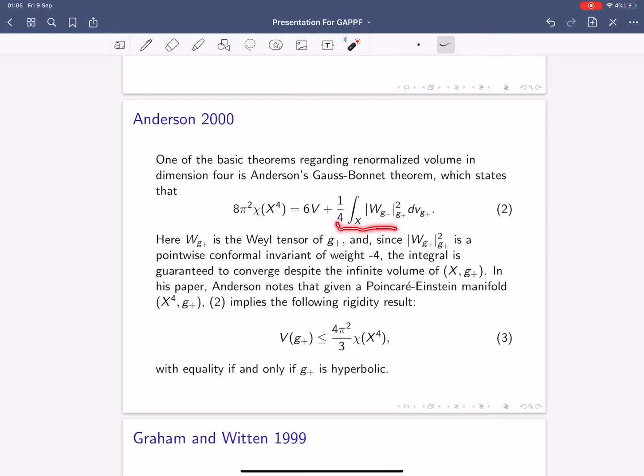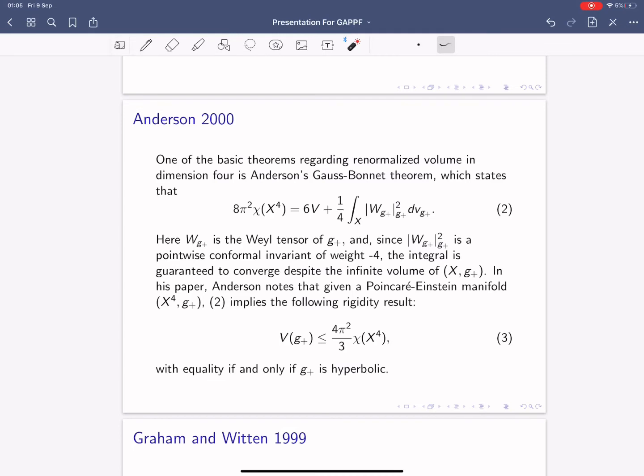So this integral is what's known as a conformal integral invariant. This only depends on the conformal class of G plus. And then this is just a topological term. So these are both finite. So then this is a nice formula involving V. This renormalized volume V is hard to get your hands on because it's a global invariant of G plus. But in this case, this is a nice formula that encodes it.